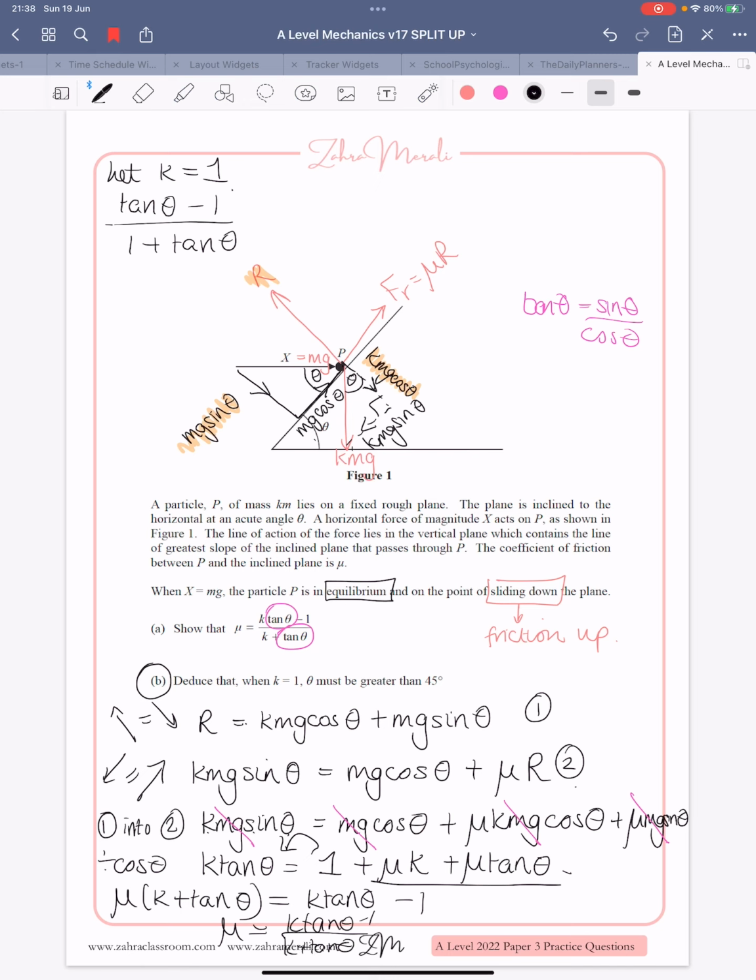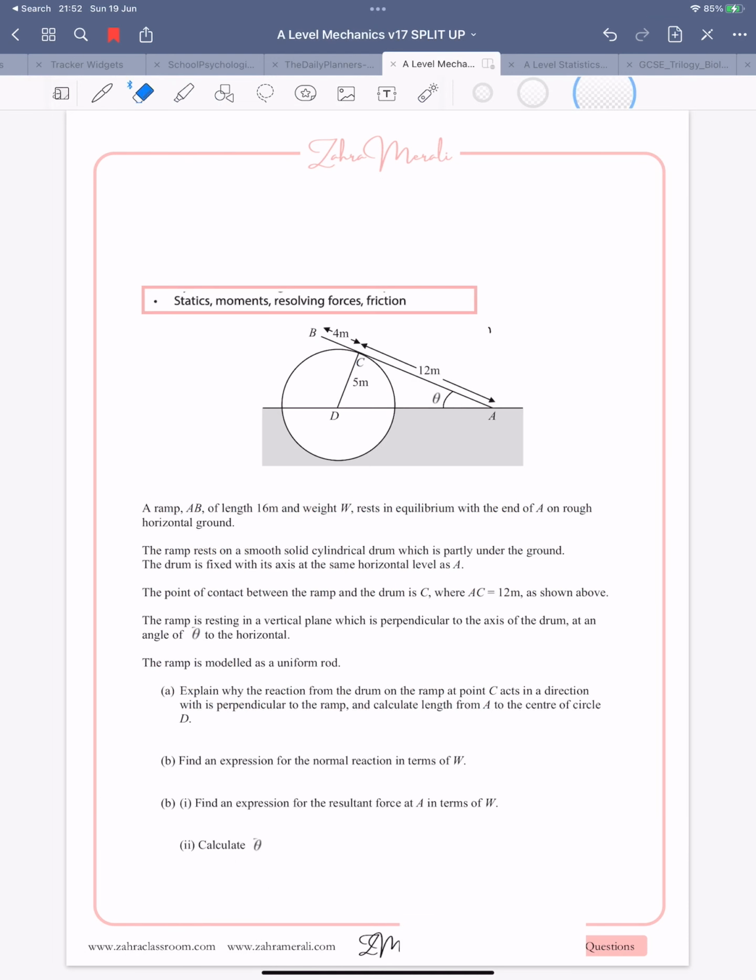Now you can never get a negative coefficient. So we know all of that has to be greater than 0. So therefore tan theta has to be greater than 1. So then theta is greater than 45. So that second bit's quite straightforward. Even the first bit, if you got the resolving right, the rest follow.